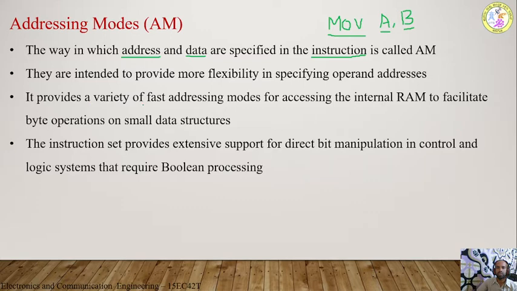It provides a variety of fast addressing modes for accessing the internal RAM to facilitate byte operation on small data structures. It supports different addressing modes for accessing the internal RAM. We know that RAM is a data memory where all the data will be stored. Here we are going to perform byte operations. One byte means 8-bit operation. We know that 8051 is an 8-bit microcontroller where all the operations will be performed by taking 8 bits of data at a time.